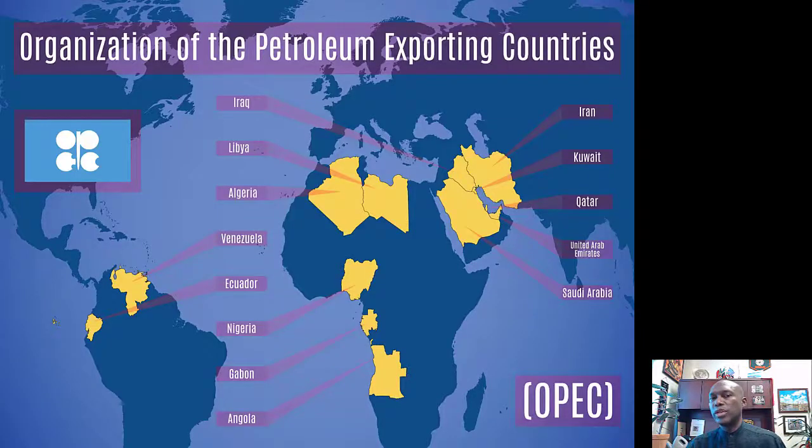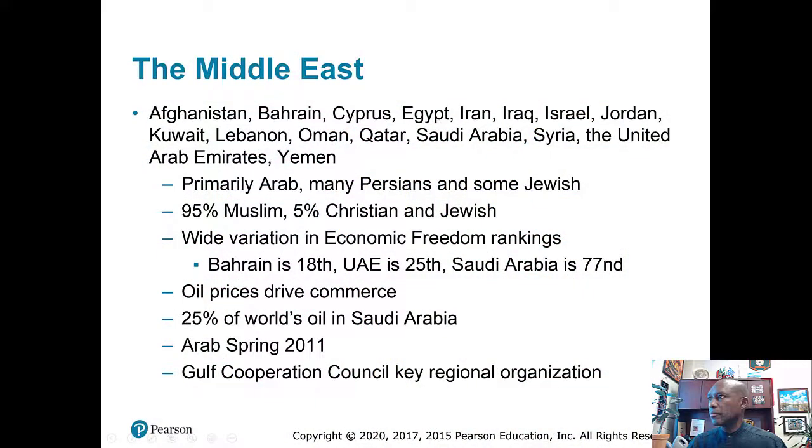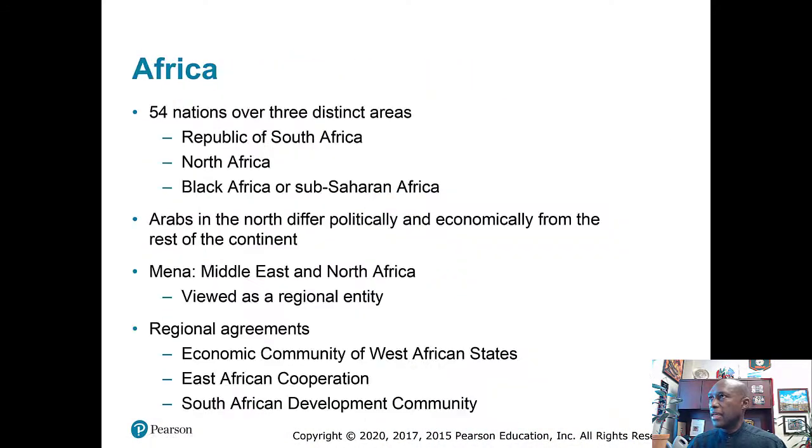primarily Middle Eastern nations in terms of the oil production, but you also have others such as Nigeria, which is a part of OPEC, Venezuela is a part of OPEC. I think at one time Indonesia was, but they pulled out. And even these groups overlap. Then you have Africa, 54 countries. There are a number of different blocks within Africa.